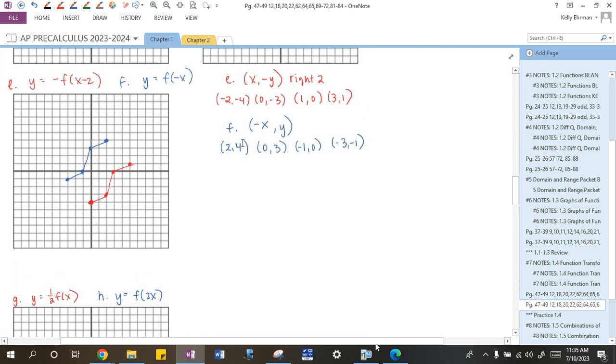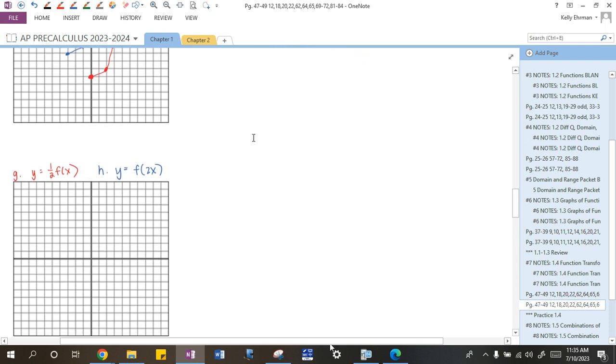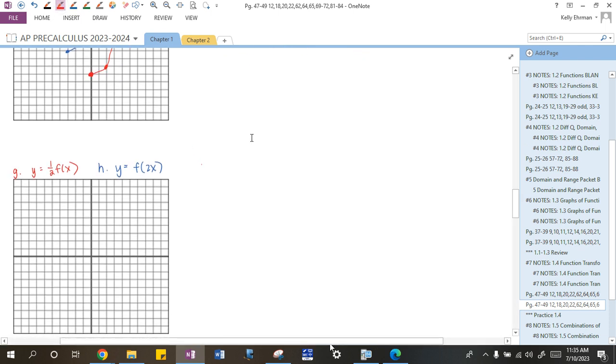Okay, and then there's a G and an H. Okay, so G is going to be, keep the x values the same. We have a vertical dilation by a factor of 1/2. So every y value gets multiplied by 1/2.